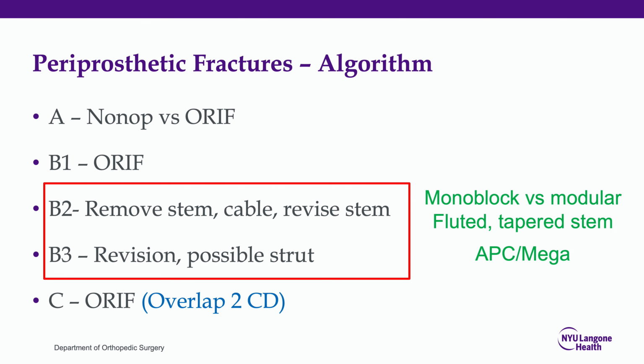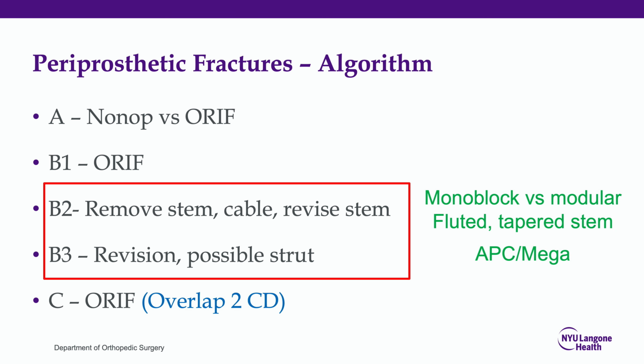This is a controversial area, however, because oftentimes what's diagnosed as a B1 fracture is actually a B2 fracture. You have to be very vigilant to look for loosening. Obviously, if the stem is loose, you can fix the fracture and the stem will still be loose, so the B2s and the B3s are going to revise the stem.